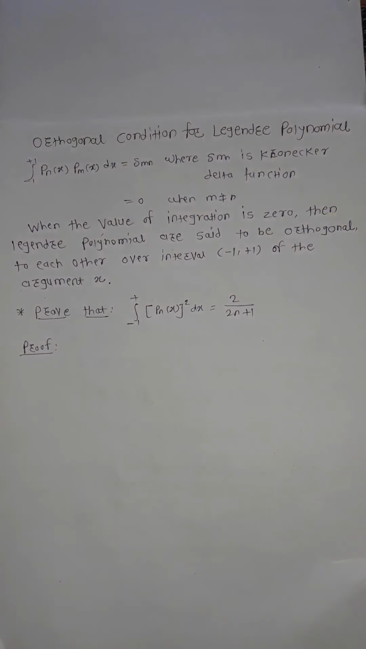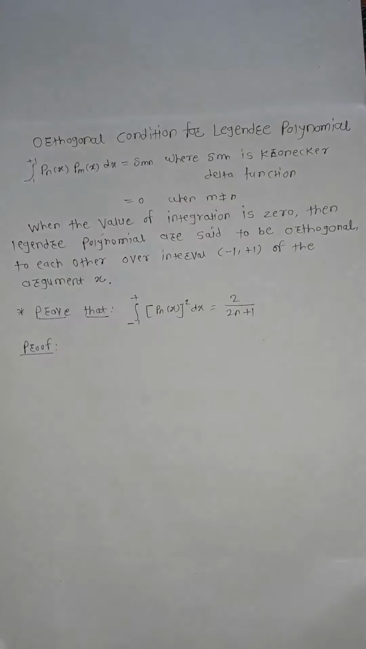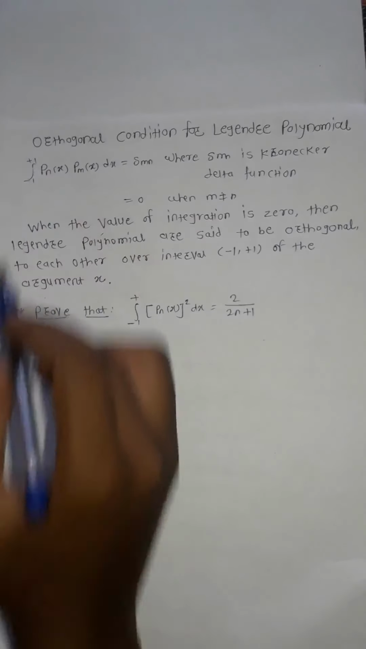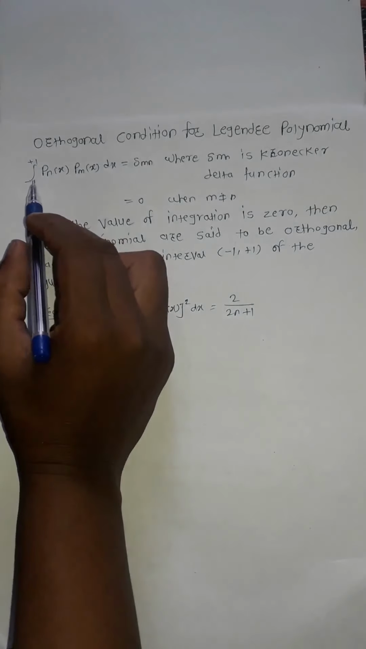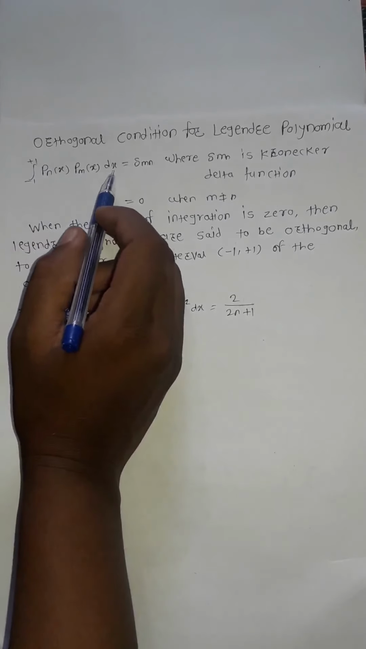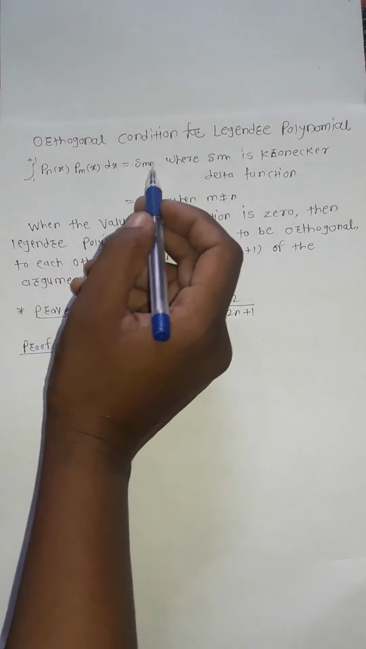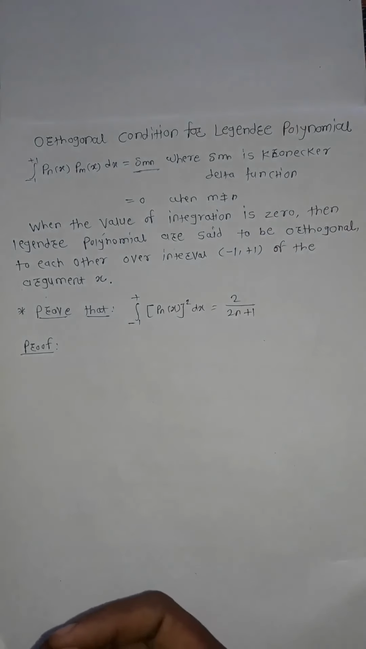Hello everyone. In this lecture, we have to see the orthogonal condition for Legendre polynomial. Now, from this orthogonal condition for Legendre polynomial, when we have to say that the two functions are orthogonal to each other. Now, integral over -1 to +1 Pn of x into Pm of x dx is equal to delta mn, where this delta mn is called the Kronecker delta function.